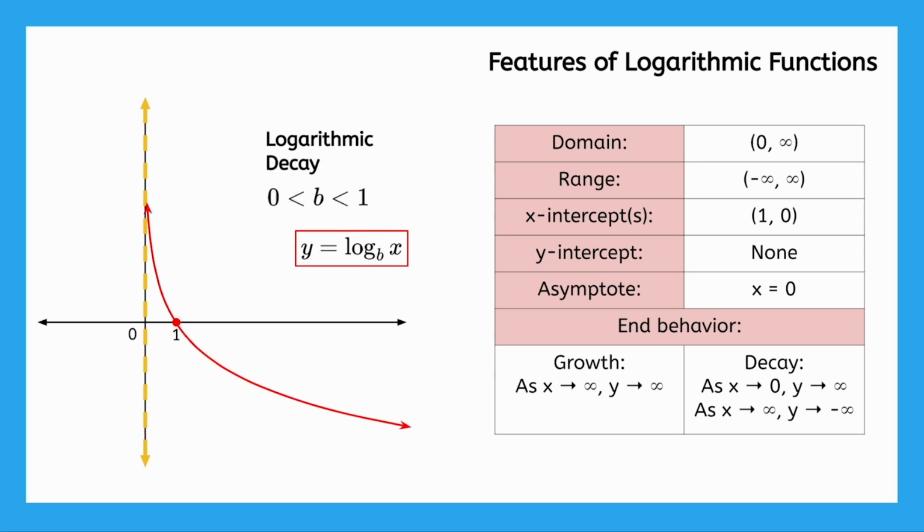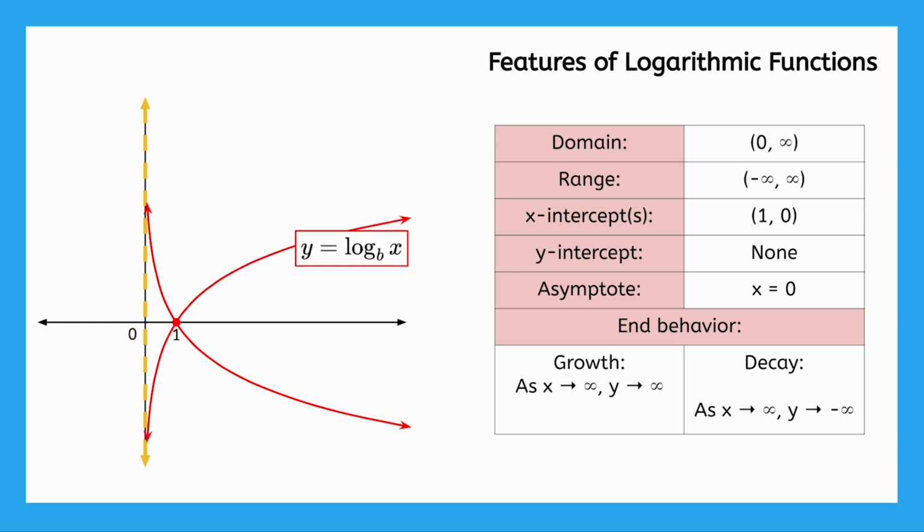For logarithmic decay, our graph will go to negative infinity as x goes to positive infinity, and just as with the growth function, we have a statement that describes the graph shooting up toward the vertical asymptote as x approaches 0, which we can omit from the end behavior. Notice how, since logarithmic functions do not extend infinitely to the left, they will only have one end behavior statement, as opposed to two.